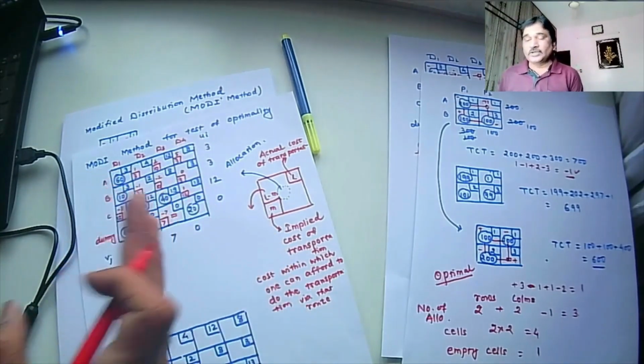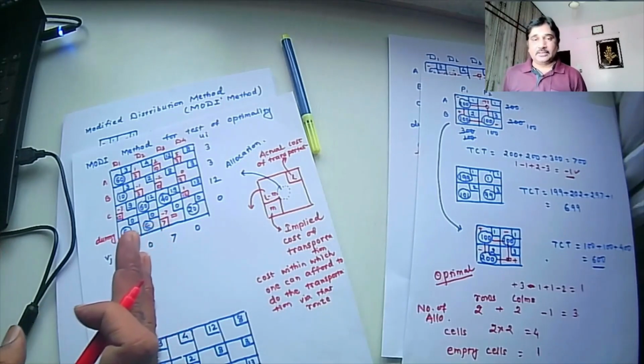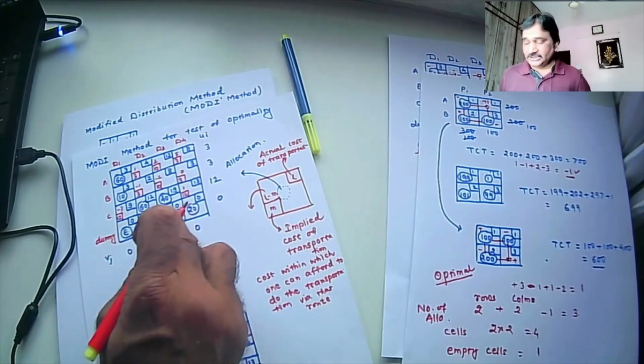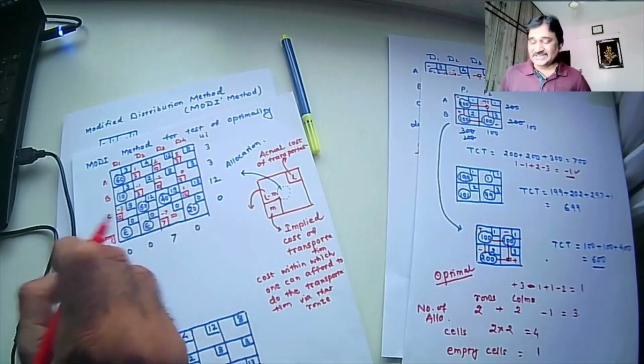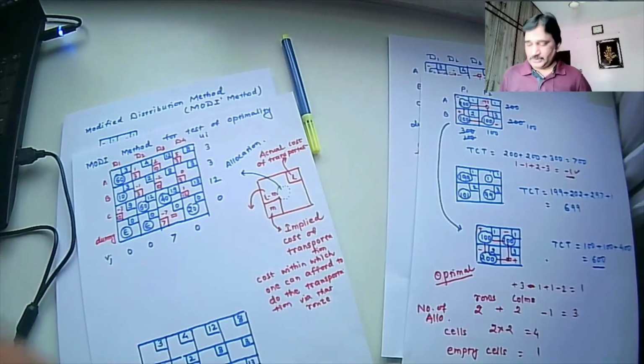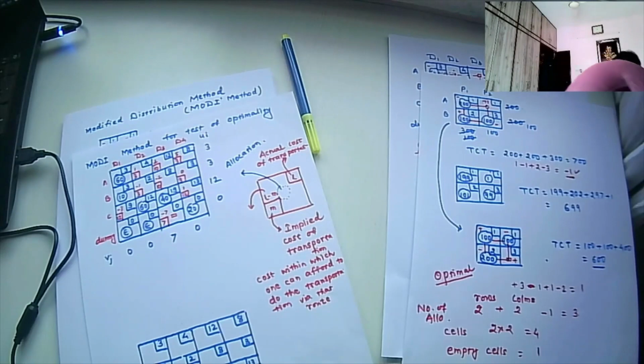This is what we have done, and the reason for doing this is for finding the potential cell for doing the transportation, and this is the potential cell for doing the transportation. All right.